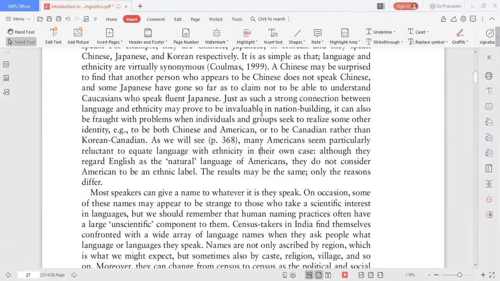Although they regard English as the natural language of Americans, they do not consider American to be an ethnic label. So some people speak Bangla, they speak English, American English, and it's their natural language, their first language, their mother tongue, but still they don't want to label themselves as American. They want to say that we are Bangladeshi American. The results may be the same, only the reasons differ. So in all these cases, you can find the same results. For example, the variation of language, the dialect, you can find it, but the reasons may differ.